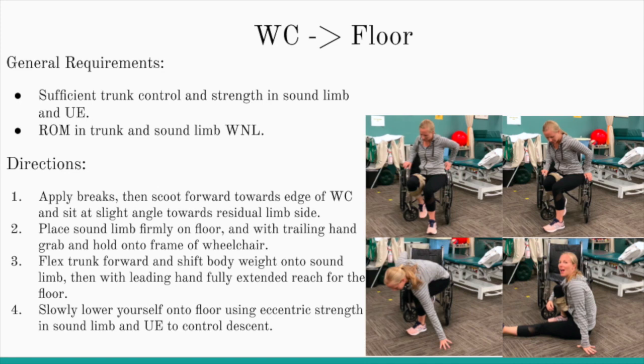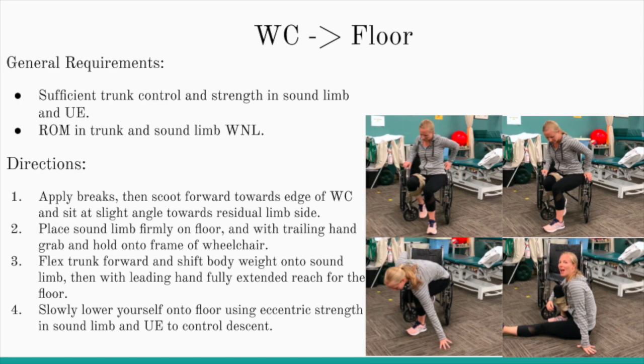Assist level will also vary depending on what the mobility and level of function the patient has post-amputation. For this presentation, I will be showing a transtibial amputee who is far along in the rehab process and is fully independent in transfers. The general requirements for this transfer are sufficient core strength and overall strength in the sound limb and bilateral upper extremities.